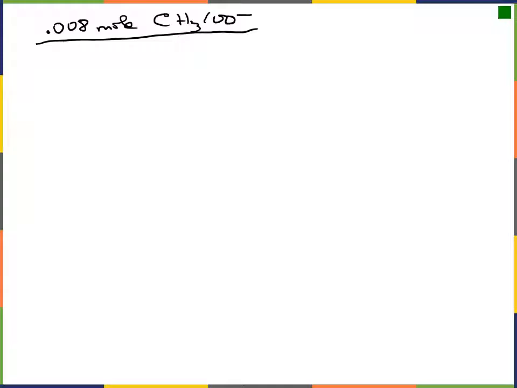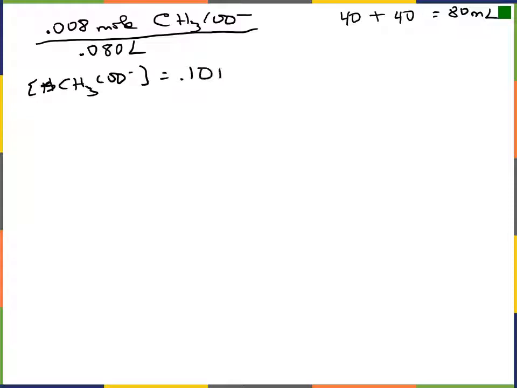It is in a total volume of 80 milliliters. Remember, we had 40 plus 40: 40 mLs of the acid originally, plus 40 mLs of the sodium hydroxide added, for a total of 80 mLs. So we're going to divide this by 0.080 liters, and we're going to get a concentration of the acetate of 0.1 molar.